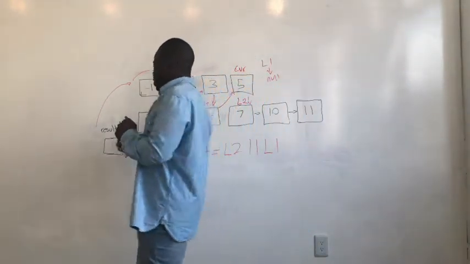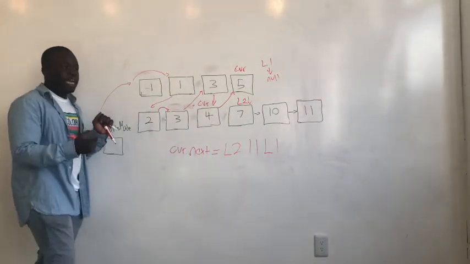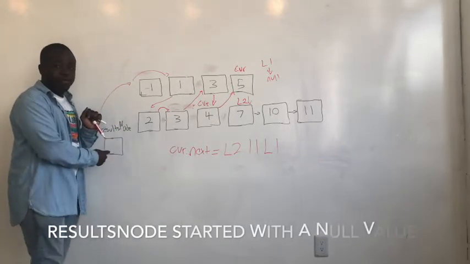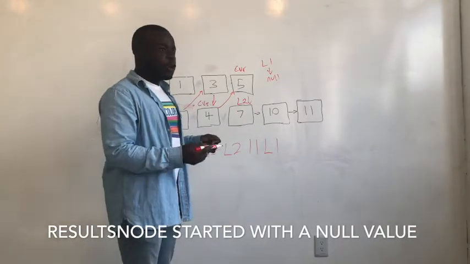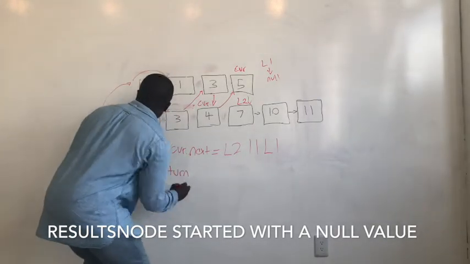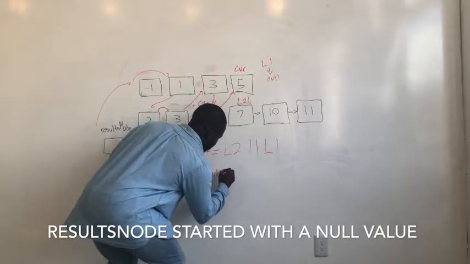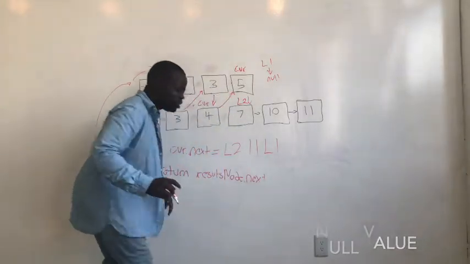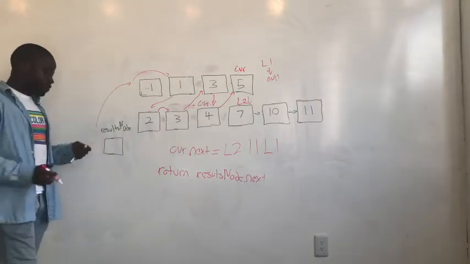And now when we return it, you have to remember that at the beginning, we created a results node which had a null value to start off with. So at the beginning, the head for the results node was pointed to null. So when we return our value for our answer, we need to return results node.next. Because if we return results node, we're going to include the null value that we started off with.